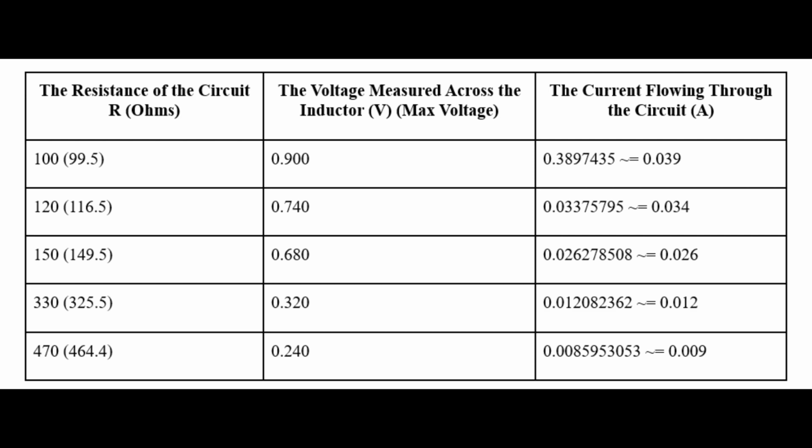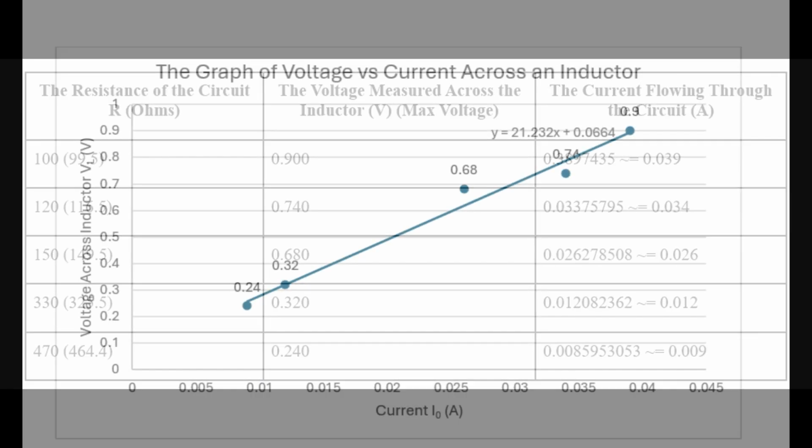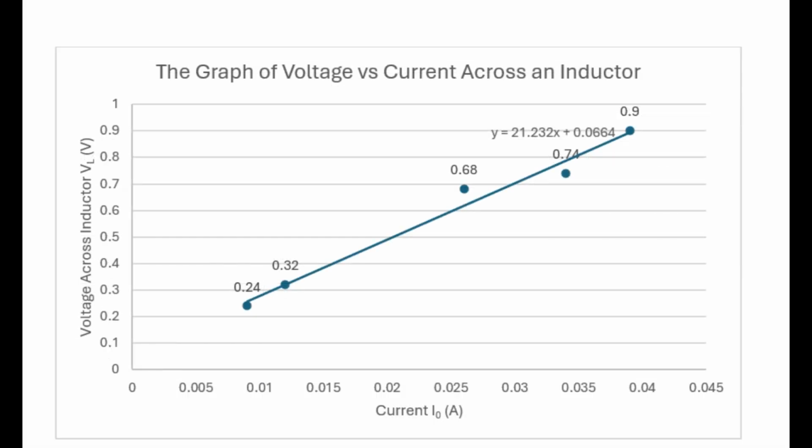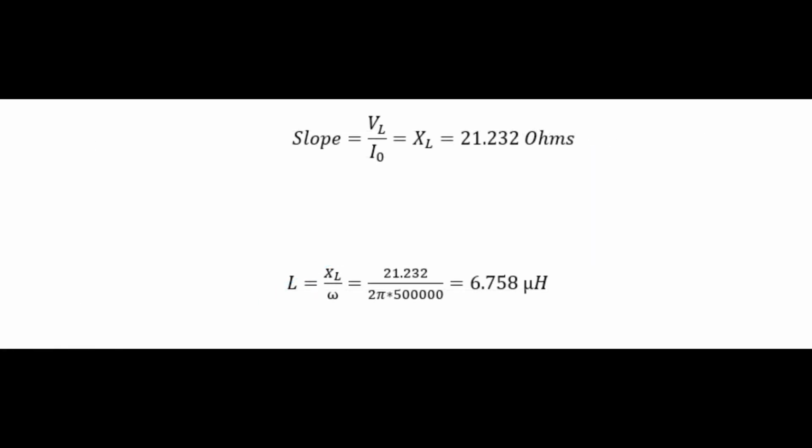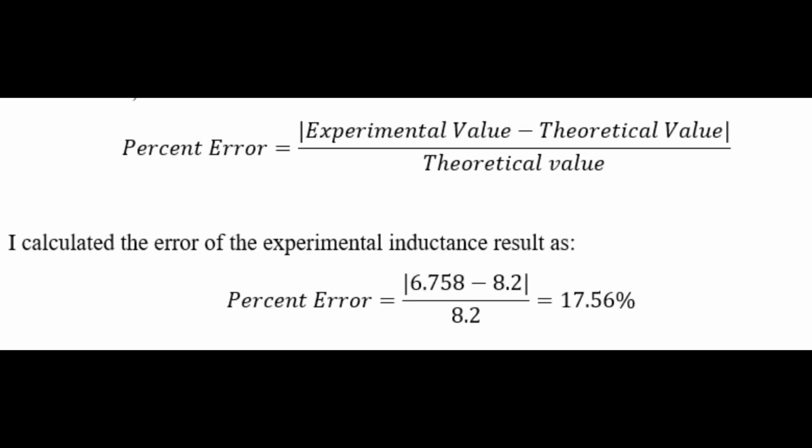For each measurement, I calculated the current as in this table. I plotted the graph of this table and obtained a linear relationship as expected. The slope gave me the inductive reactance, and dividing it by omega, I got the experimental inductance result, which was 6.758 microhenry. Using the percent error formula, I found the error of my experiment as 17.56%.